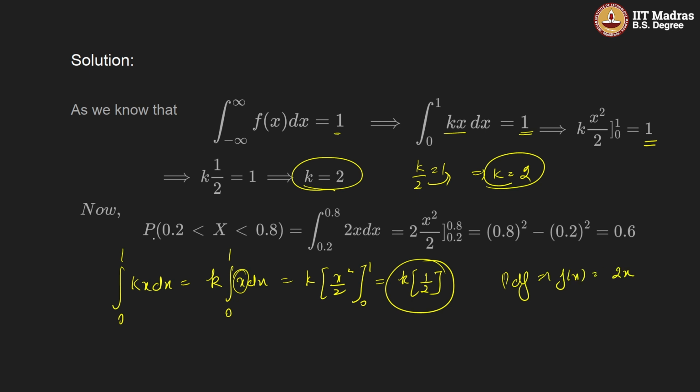Now we have to find the probability that x is from 0.2 to 0.8. So we have the interval from 0.2 to 0.8, and we integrate the PDF with respect to x. The 2 is a constant term and will be taken out, so it will be 2 times x squared by 2 from 0.2 to 0.8. Now the 2 will get cancelled, so we are left with x squared. Now putting the values of x, it will be 0.8 squared minus 0.2 squared. So this will be equal to 0.6.